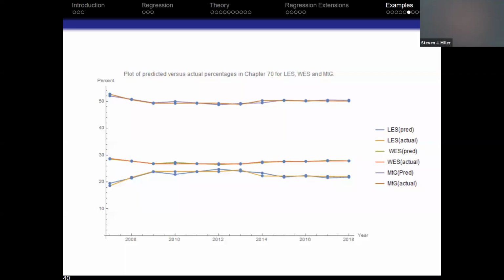And we have the predicted and the actual lines. You can see that they're extremely close. So for instance, for the Williamstown Elementary, it's almost perfect. For the Lanesboro Elementary down here, a little bit of fluctuations. But for the most part, it's pretty good.